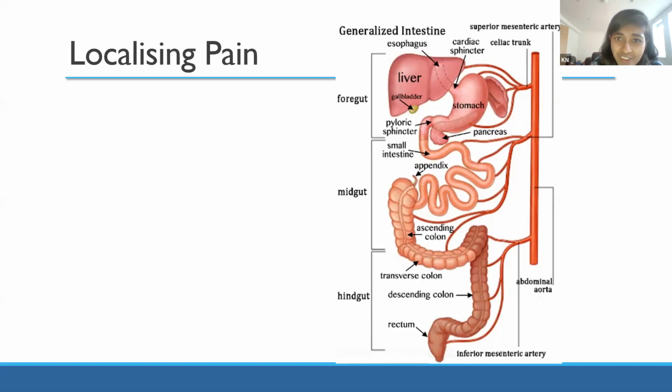But again, this doesn't get covered. This doesn't really come up in exams, so I wouldn't worry massively about it. It doesn't come up very much in OSCEs anyway.